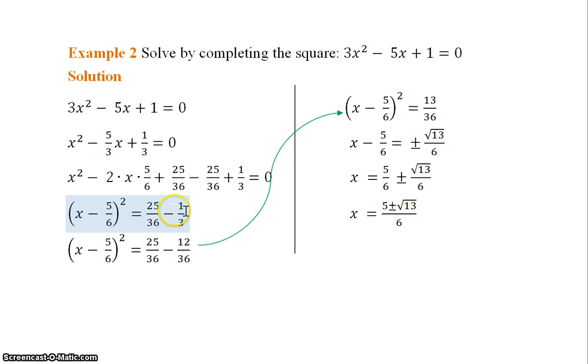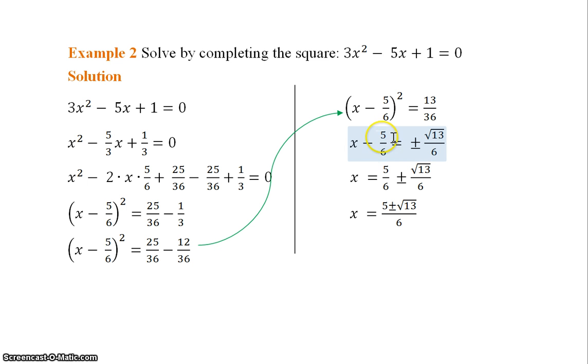Then we subtract two fractions on the right side of the equation. Common denominator is 36. The fraction 1/3, the numerator and the denominator, we multiply by 12 to get common denominator 36. Then we subtract 25 and 12. The result is 13. We get the equation (x − 5/6)² = 13/36.